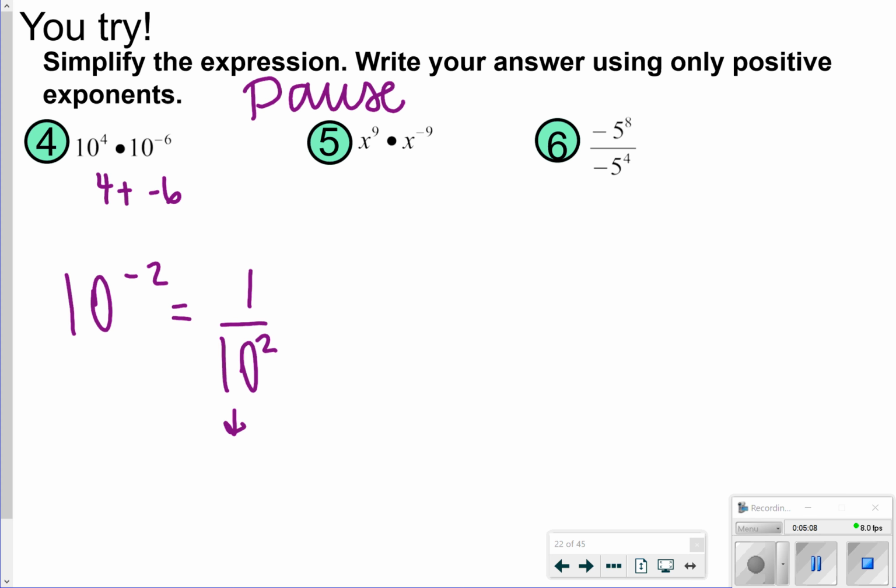So this is actually going to change to 1 over 10 to the second power. And 10 to the second power is 10 times 10, and I'm going to get 100. So my answer for number 4 is 1 over 100.